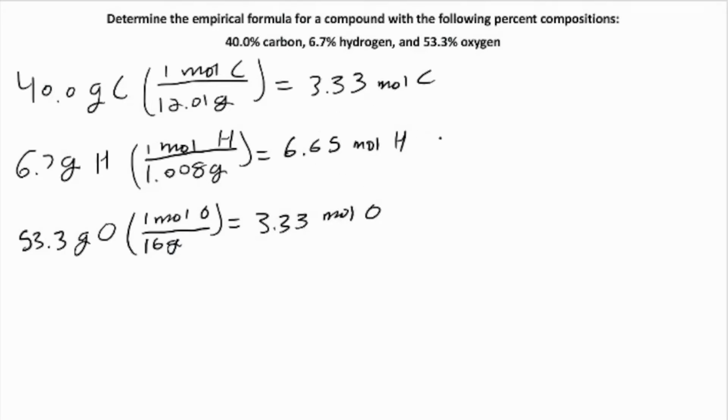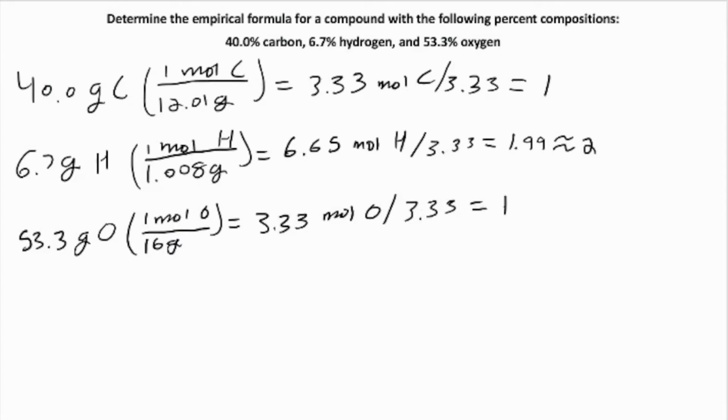So next thing you want to do is divide each one of these by the least number of moles that were calculated. This will give you a molar ratio, which we can use to determine how many atoms are in this compound. So of course the least number of moles calculated was 3.33. If we divide 3.33 by 3.33 in carbon, we get 1. Divide 6.65 by 3.33, we get about 1.99. We can round that to 2. Always try to round to the nearest whole number. And of course, if we divide 3.33 by itself, we get 1.